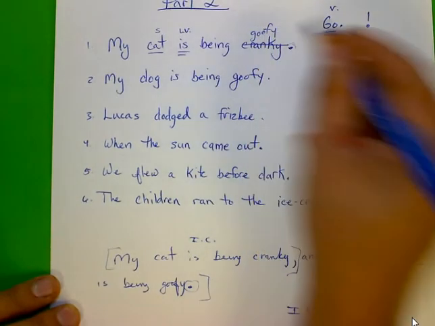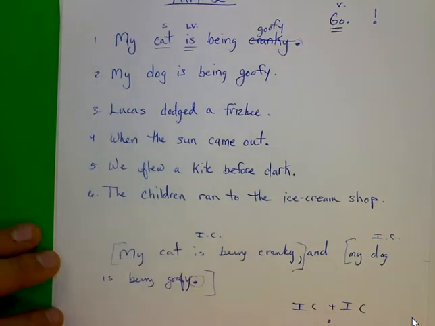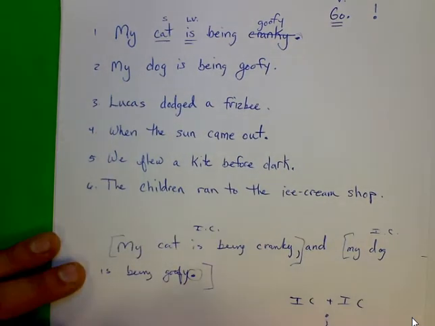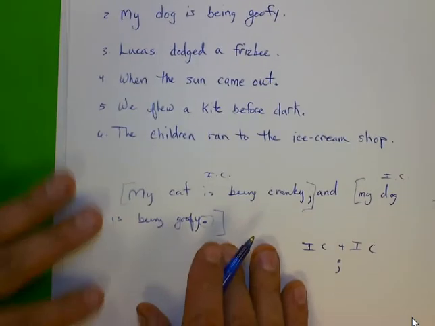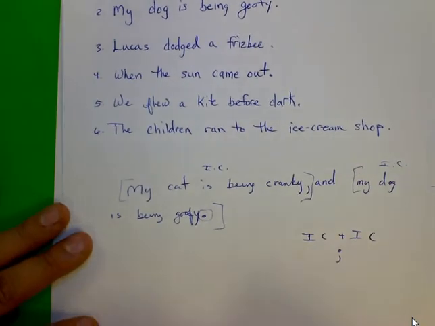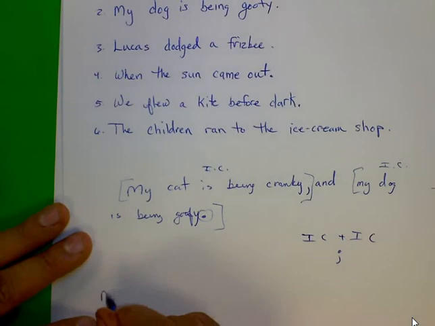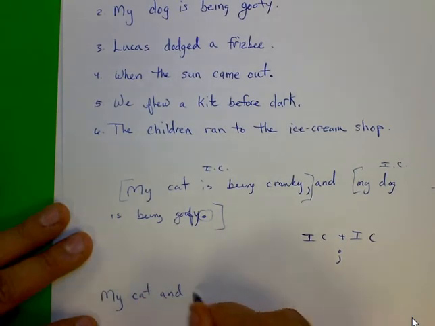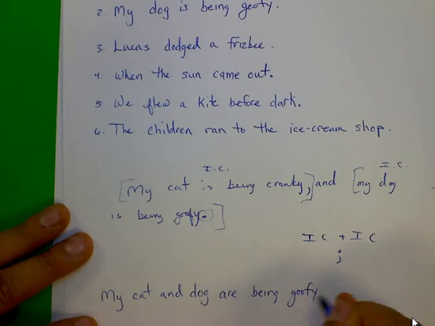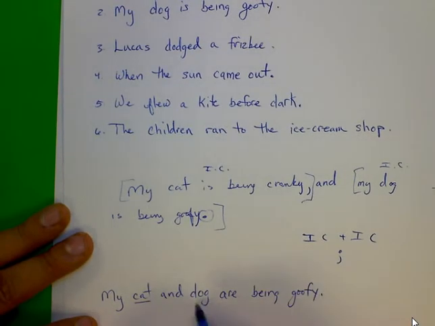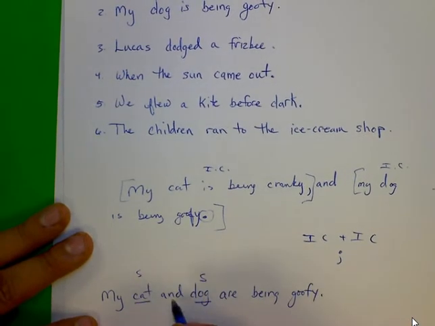Okay? The second sentence, my dog is being goofy. Okay? So then when we change this, the new sentence, just for variety, we're going to make what's known as a compound subject. And I'm going to shorten it. My cat and dog are being goofy. Okay? In this case, we have two subjects, and they're combined by a conjunction.